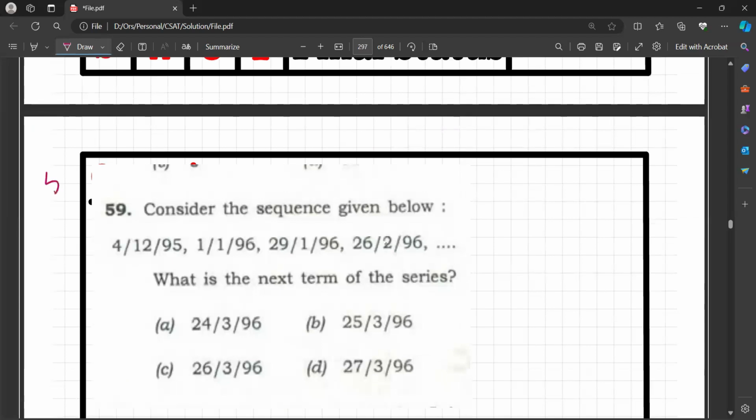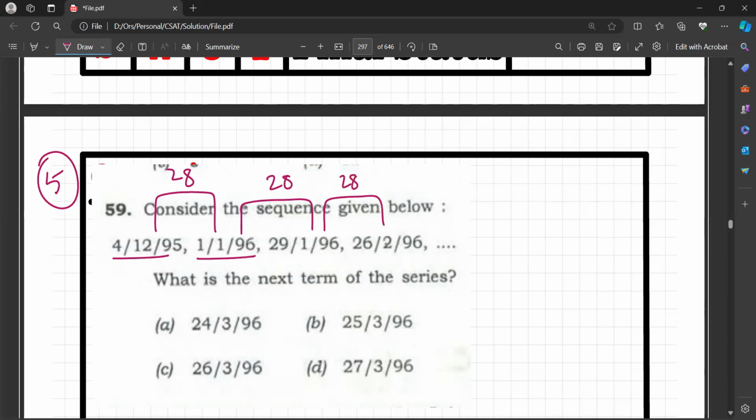That is question number 5. Consider the sequence given below. 4, 12, 95, 1, 1, 96. What is the difference here? 28 days. 1, 1, 96, 29, 1, 96. What is the difference here? 28 days. 29, 1, 96, 26, 2, 96. What is the difference here? 28 days. 26 to 96, how much? You get a 28 days difference.